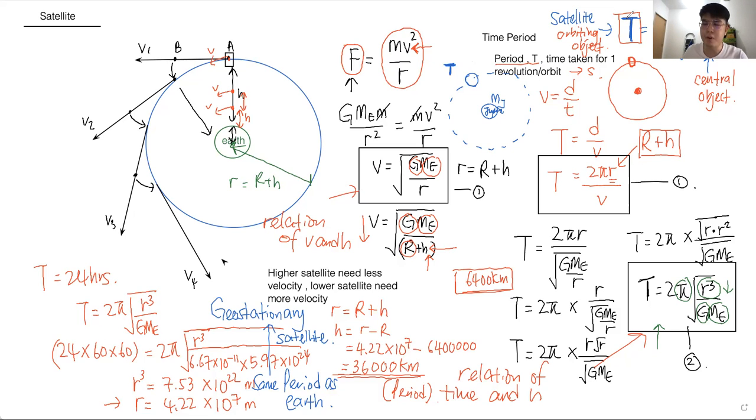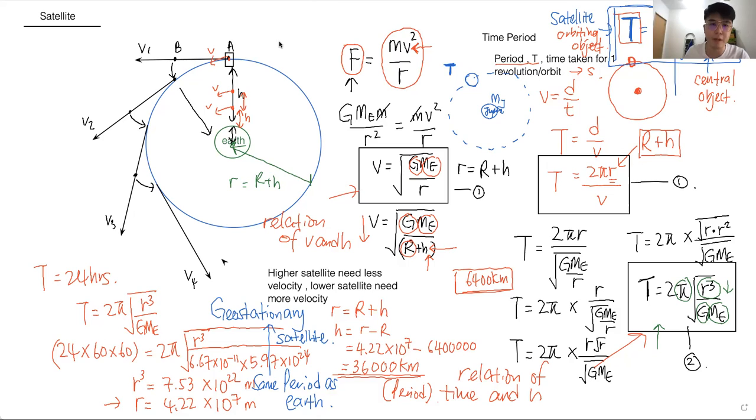Using the same formula, you can also work backwards to find the mass of the central object. For example, the question asks you to calculate the mass of the Sun if the Earth's orbital radius and orbital period are given. Then you just put in the values using the same exact formula. You have the T, you have the R of the Earth. You rearrange to find the mass M of the central object. That's why this formula is very, very important and you need to take note.